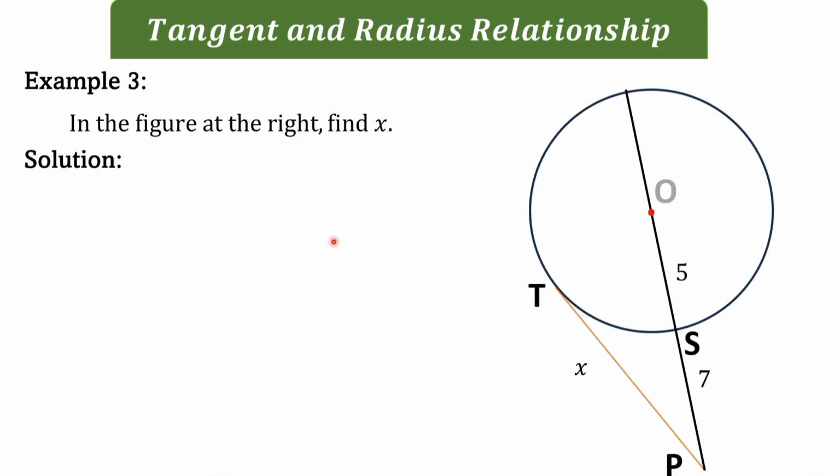In example number 3, in the figure at the right, find the value of x. x is the length of TP or PT. This is the tangent segment to circle O. S measures 5 units, and then from S to P measures 7 units.